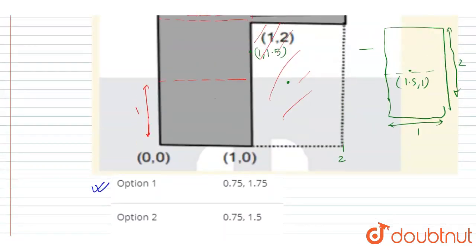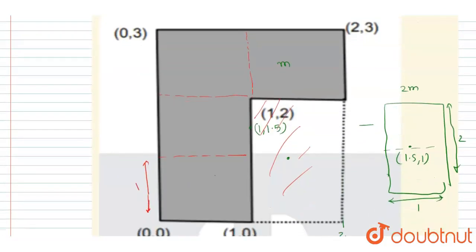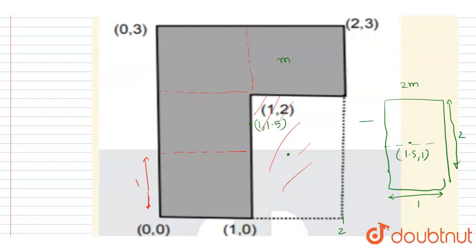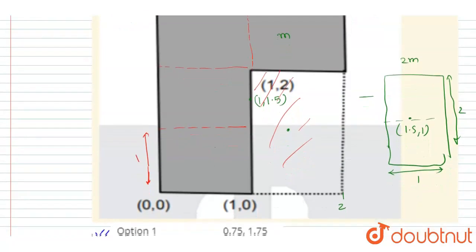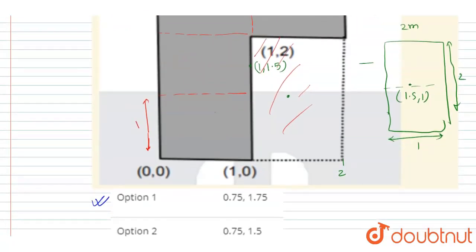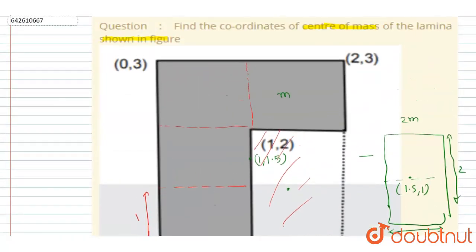Now you can see the question again. This was our question. We wanted to find out the center of mass of the lamina given in the diagram, and what we have done is taken a complete lamina and subtracted the cut part from it, and we got option 1, 0.75, 1.75 as the coordinate of the remaining lamina.